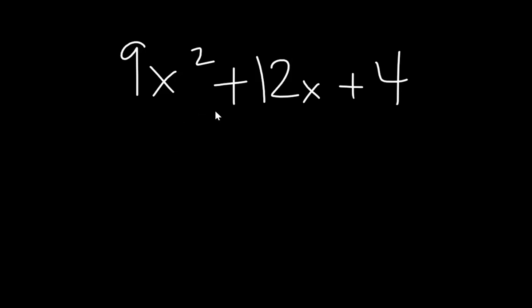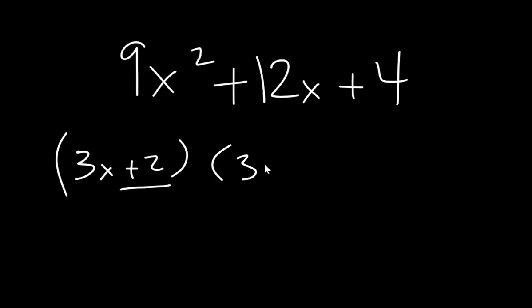Right. So the correct answer is A plus B squared. This is plus 12x. First of all, we need to just write it out. We take the square root of the first term's coefficient and the last term's coefficient. The square root of 9 is 3. The square root of 4 is 2. Since this is plus 12 instead of minus 12, we know that the term is a positive number.